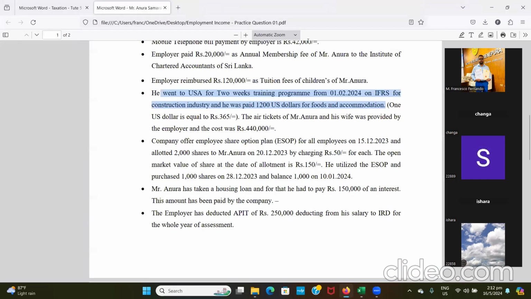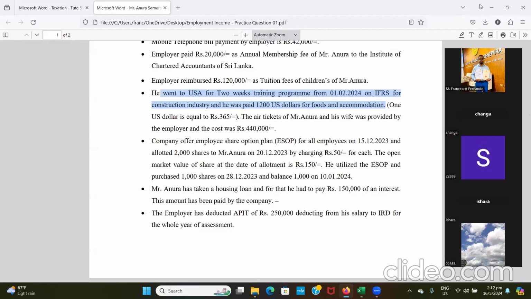Air tickets of Mr. Anura and his wife were provided by the employer, and the cost was 440,000. Now, Changa, tell me who is working under this employer, Anura or the wife? So Anura is the person who is working under the employer. The employer does not have to pay for the wife. So therefore, when the employer pays for the wife, that becomes taxable. Yeah. And also, if he pays, it's a problem there, right?